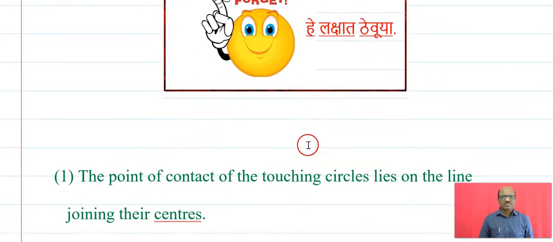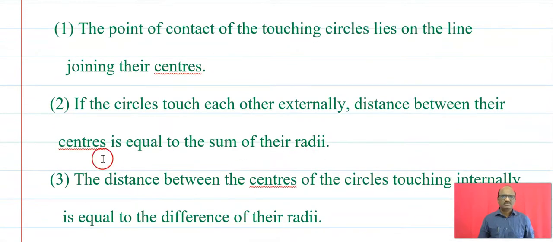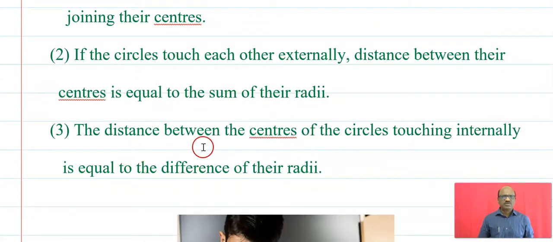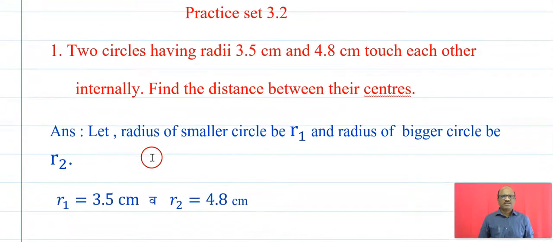Now let's remember this. The point of contact of touching circles lies on the line joining their centers. If the circles touch each other externally, the distance between their centers is equal to the sum of their radii. The distance between the centers of circles touching internally is equal to the difference of their radii. Now we'll start the practice set.